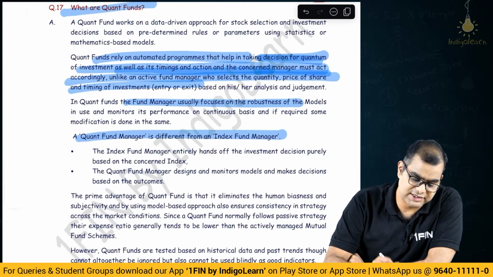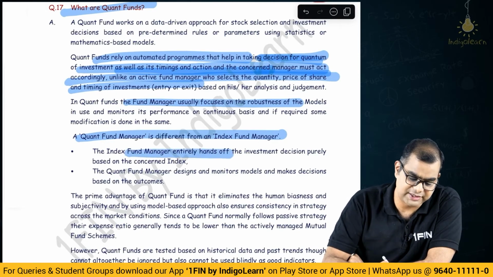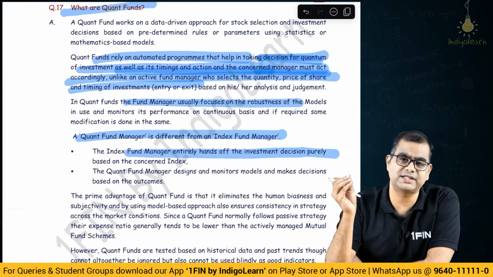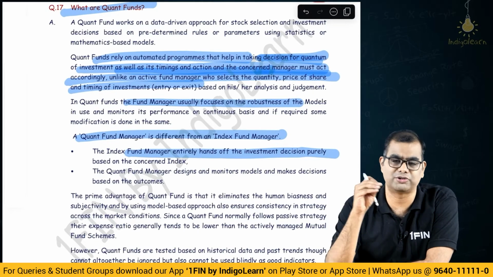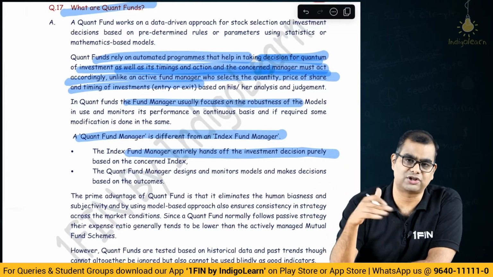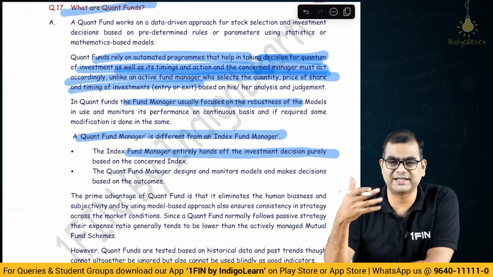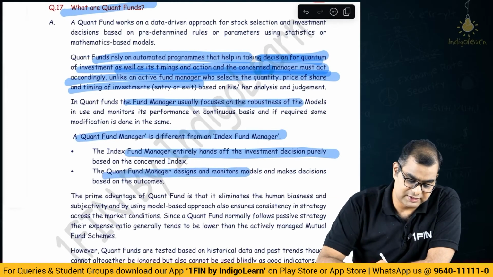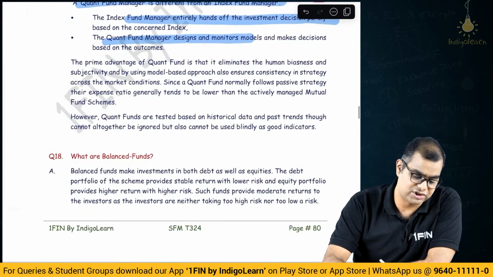The quant fund manager is different from an index fund manager, because an index fund manager bases the investment decision purely on a concerned index. If the index composition changes, the index fund manager only changes the composition of their portfolio. If one particular stock moves up, you increase the weight of that stock. That is what an index manager does. So basically, it's a passive management strategy. Whereas in a quant fund, the manager decides and monitors and makes decisions based on the outcome.